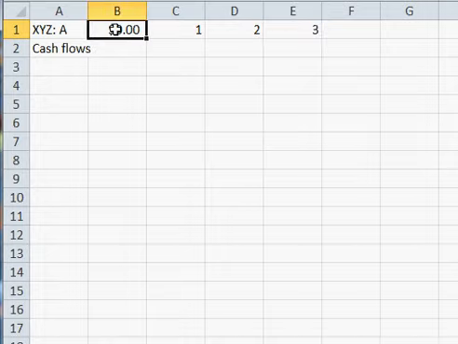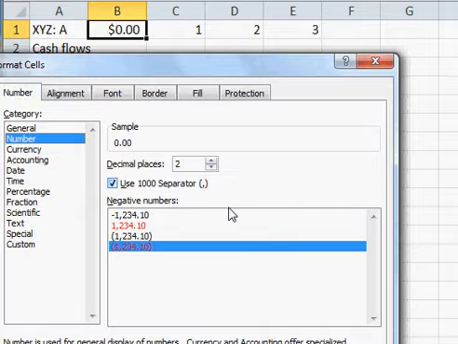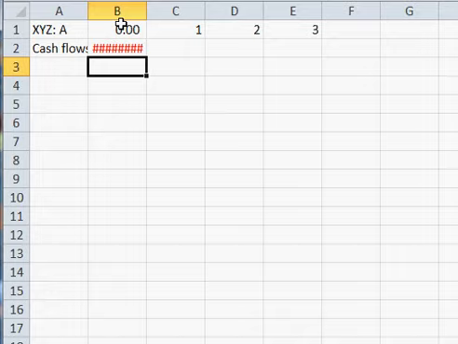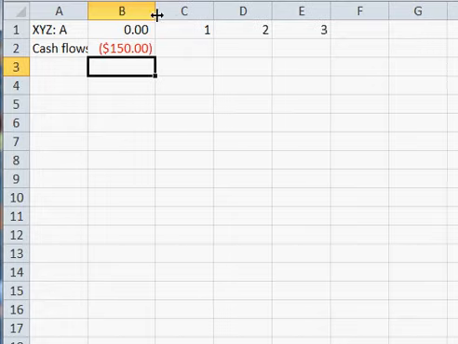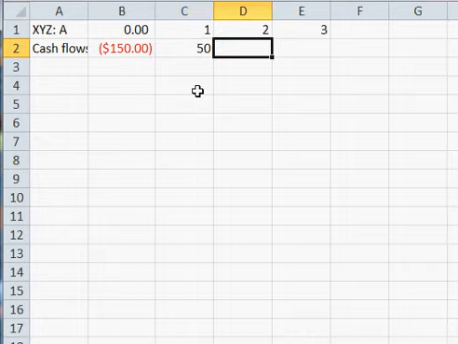Let's change this format to be just a number. So we have cash flows, and let's suppose that we are paying some amount of money, say $150, and in exchange for that we're going to get 50, 60, and 70.